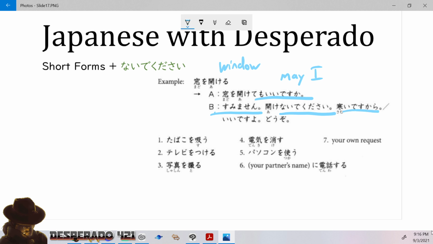Okay, so let's do the first. So who wants to do A? Sure. Okay, and then Ellie, you'll be B. All right, Lavitz, let's look at the first sentence here. Tabako o suu. So we have to change it into te form. Tabako o, su. It's an u verb.